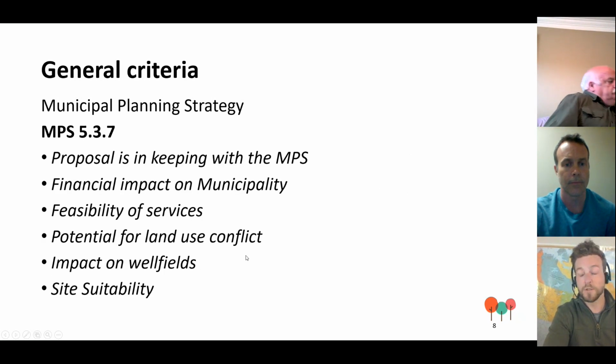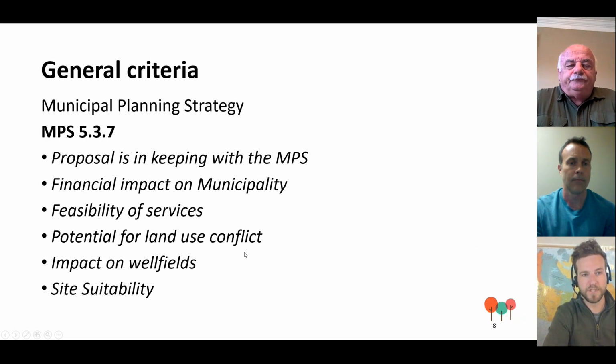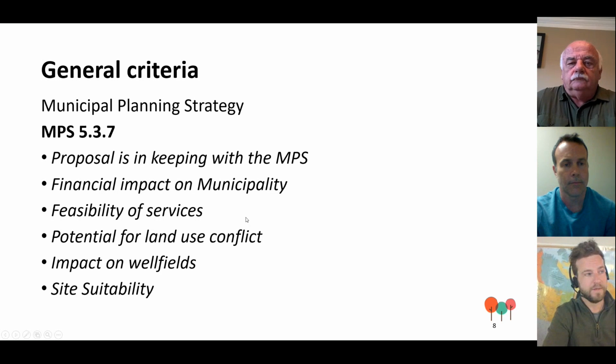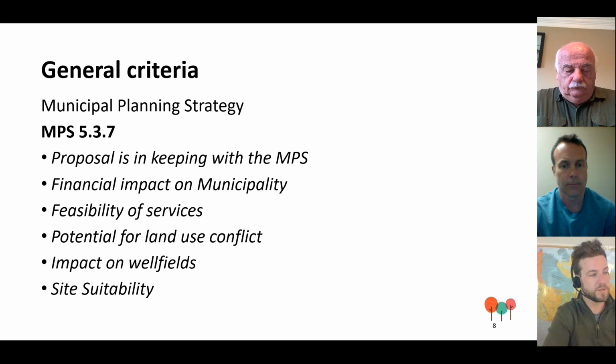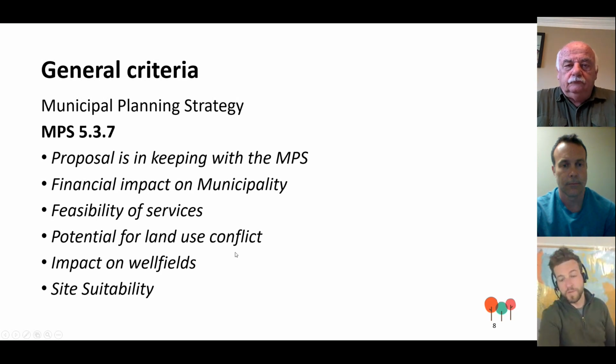So those are the specific criteria, but then there's a list of general criteria as well that we consider for most planning applications. And these look at the intent of the planning strategy. These look at financial impact on the municipality. We look at feasibility of services, and in this location in the rural area, there isn't central water or sewer. And so we'd be looking at on-site servicing here, septic systems and wells for water. We look at the potential for land use conflict, and again, that's where this buffering and screening comes in.